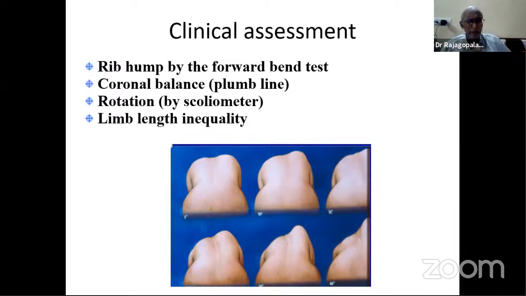But I am not going into that here because I cannot demonstrate it to you. More important, I am going to go for some tests which the examiner is going to expect from you. Mainly, number one is the Adams forward bending test. Then whether the head is balanced or not. Is there a limb length inequality, and neurology? Rotation somebody may ask you, so I have put it there. I will not be asking, but somebody can ask. So these are the three things they will expect you to know. So I am going with that.